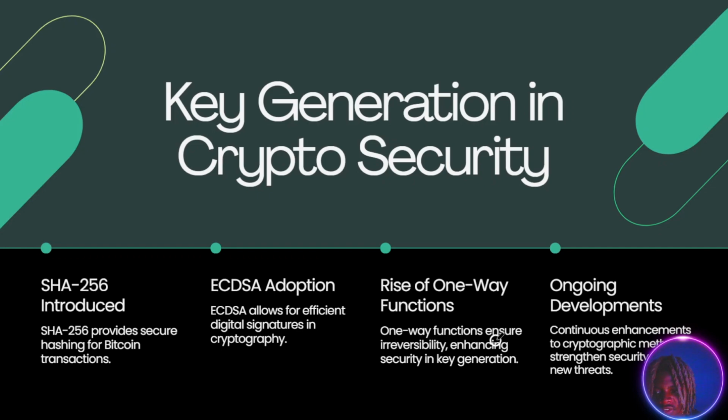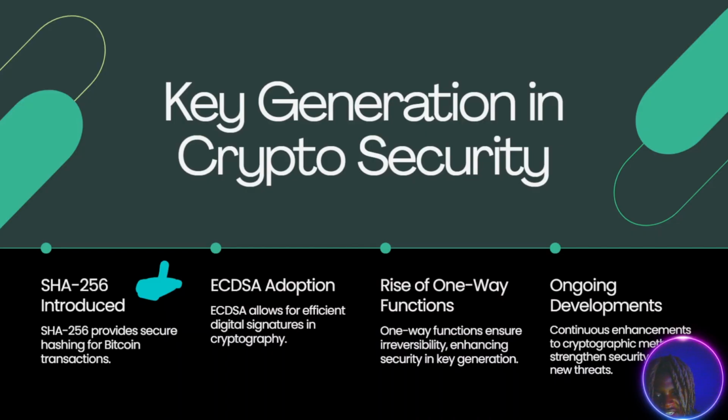And SHA-256. SHA-256 provides secure hashing for Bitcoin transactions. It kind of makes things verified, similar to a bank account system. So that's what SHA-256 is. It really makes sending Bitcoin transactions more secure and more verified, and makes sure everything is confirmed in a way that people can track transactions and manage their money nicely.